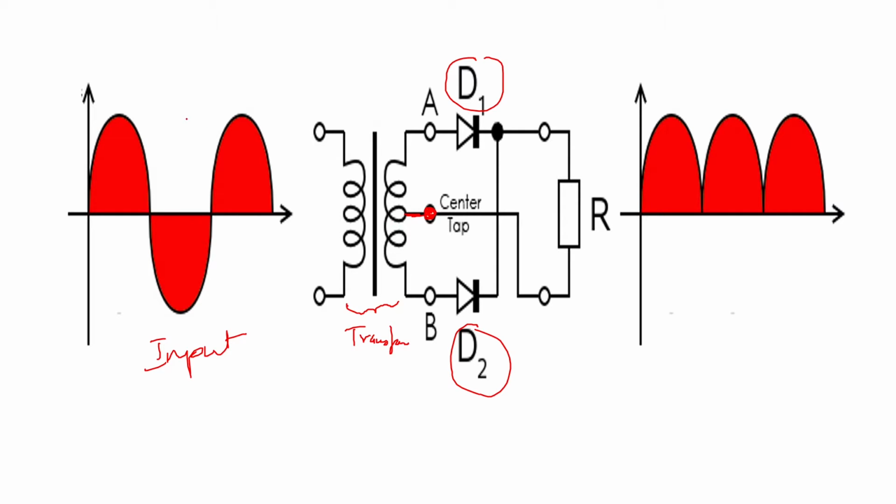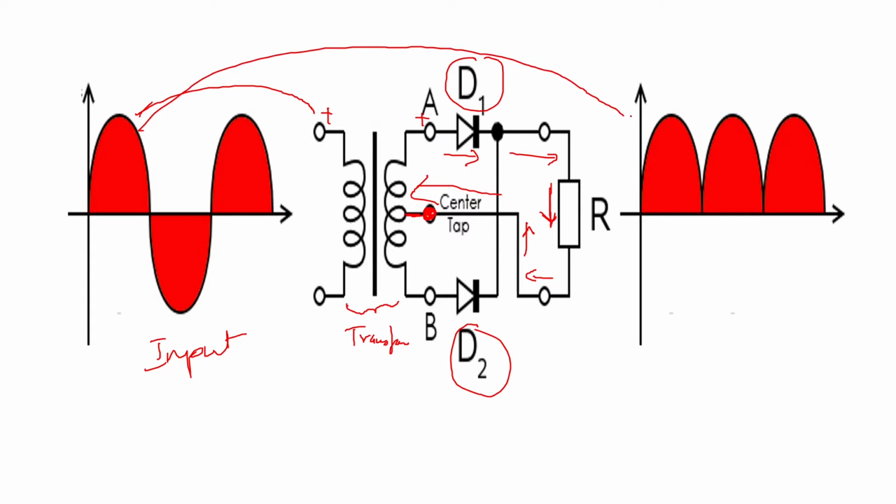And here you see, when the input is positive half cycle, this point becomes positive. That means point A is positive. Diode D1 will conduct. Current will flow like this, and it will come back to the center tap point. So the current through the load is flowing from top to bottom. That means voltage is existing. That means when the input is positive half cycle, the output is also in one direction, that is positive half cycle, because current is going to flow from top to bottom.